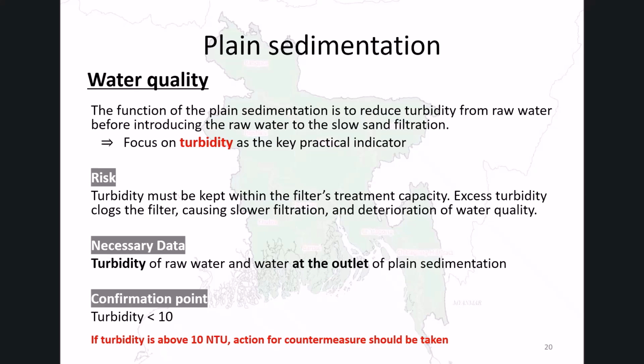The necessary data to check are the turbidity of raw water and the turbidity at the outlet of the sedimentation pond. The confirmation point is that turbidity should be less than 10 NTU. If turbidity exceeds this value, countermeasures must be taken to prevent excessive load on the filter.